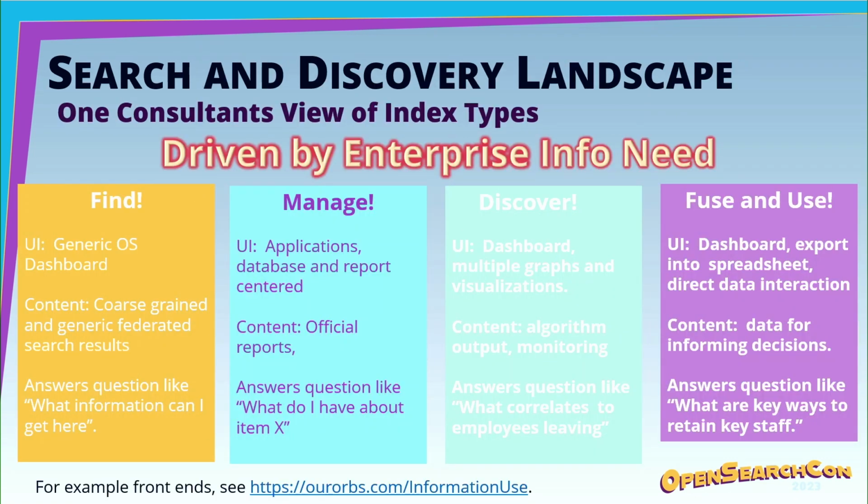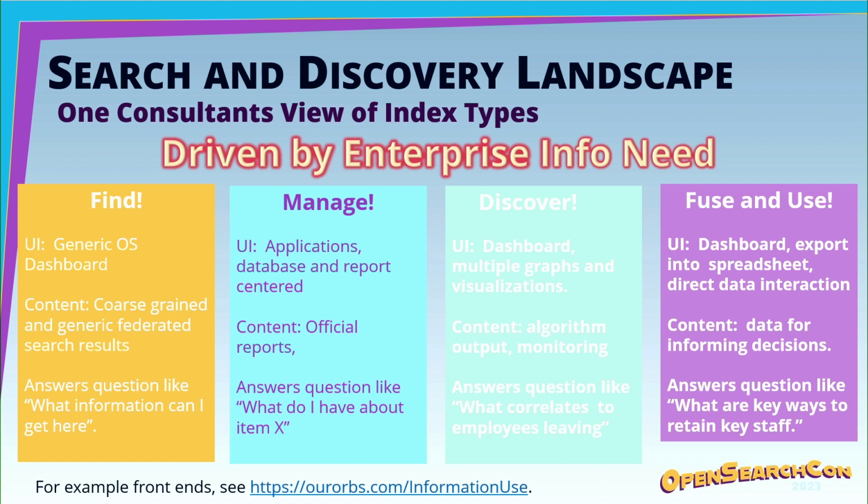All right, so the 4 types of information structures that I've seen OpenSearch used for are as follows. First is find, and this is very much the type of information flow that one would typically associate with search engines. A generic OpenSearch dashboard would be an example of your UI. The content is coarse-grained. You have generic, even federated search results, which is how you're going to talk across multiple instances. It's basically an answer like, what information can I get here? What's here? What does it tell me about a cat?